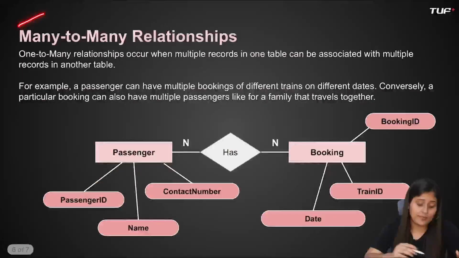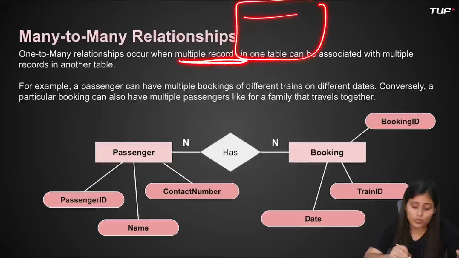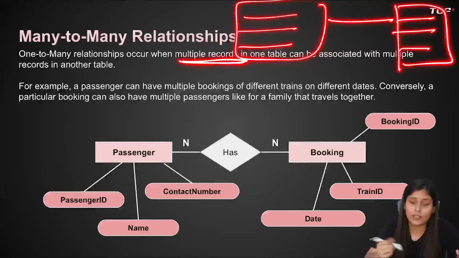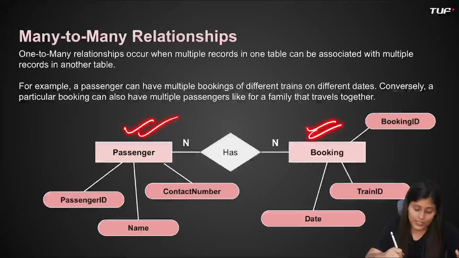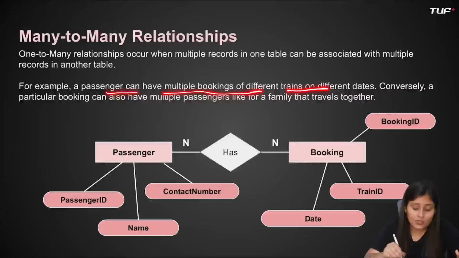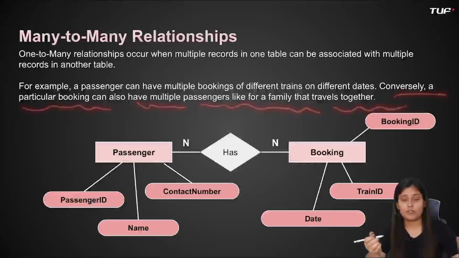And now next is many to many relationship. Basically it occurs when multiple records in one table, meaning multiple rows of one table, are associated with multiple rows of another table. It gives many to many relationship. For example, we have the passenger and we have the booking table. A passenger can have multiple bookings of different trains on different dates. Conversely, a particular booking can also have multiple passengers, like for a family that travels together.